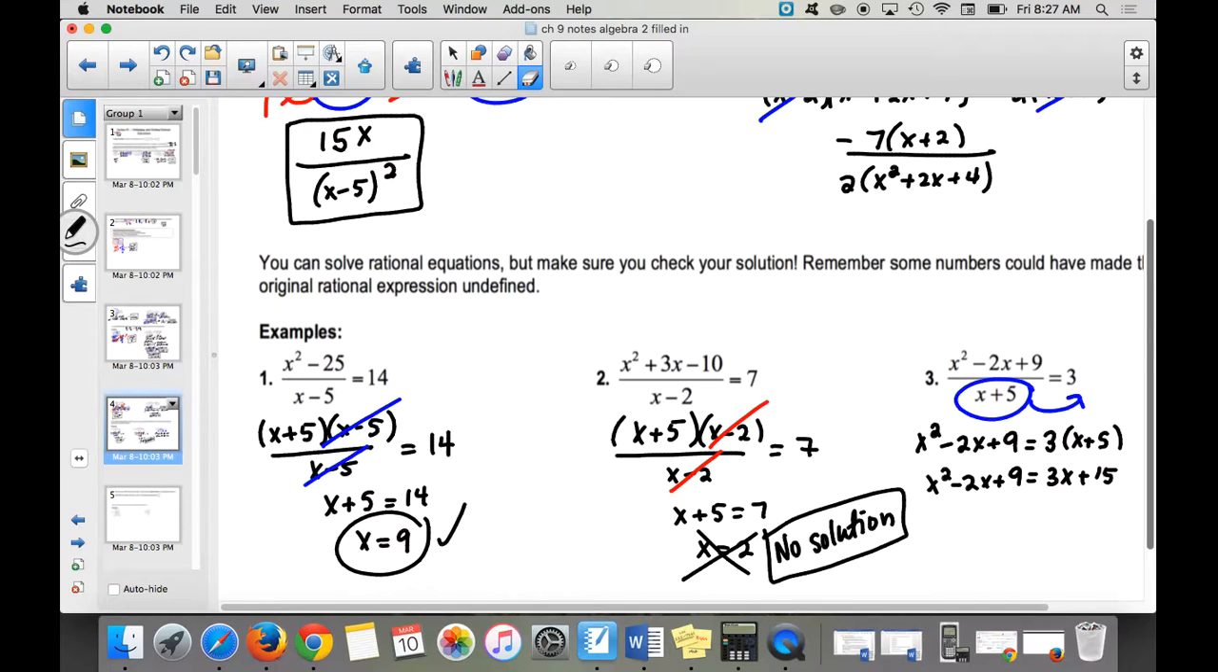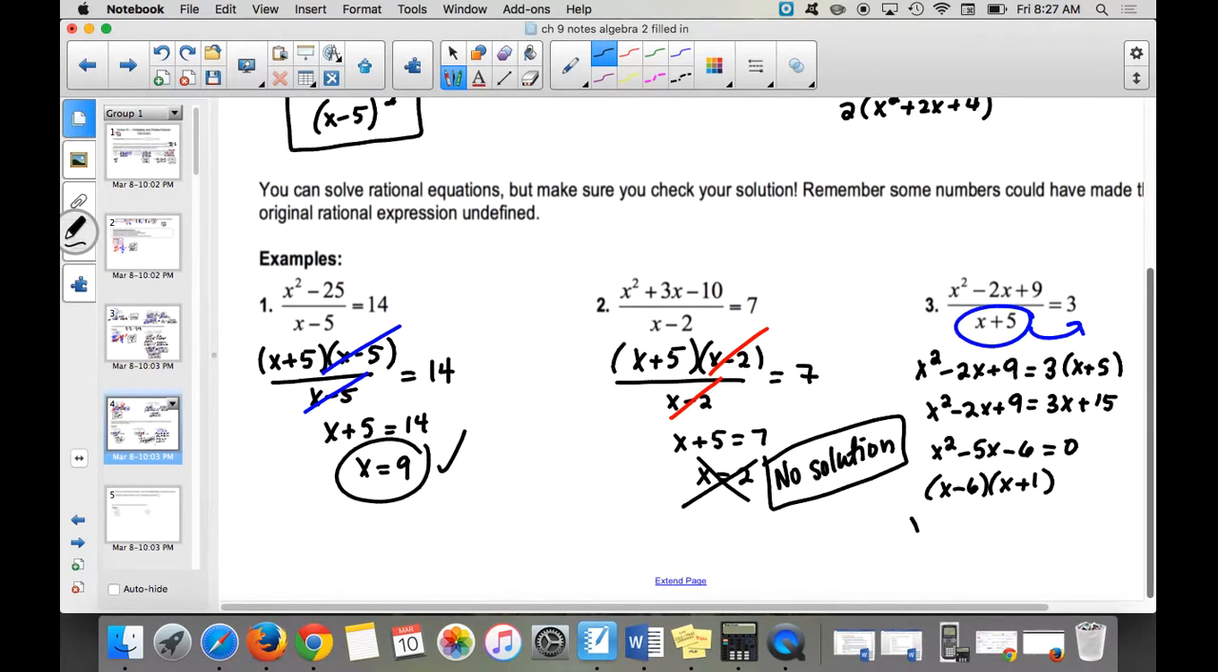All right, so on this one, I'm going to get everything on one side. So I have x squared, I'm going to have minus 5x. I'm going to subtract the 15 over. So 9 minus 15 is negative 6. And then I factor. So it factors into x minus 6 times x plus 1 because I need them to multiply to be that negative 6. So we get 6 and we get negative 1.